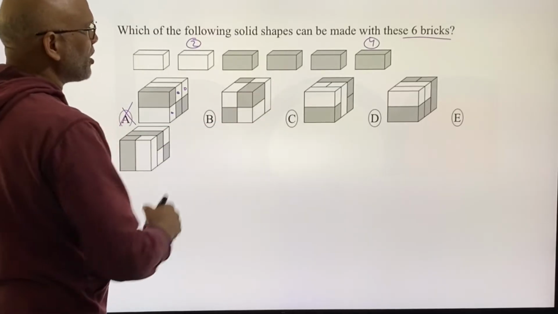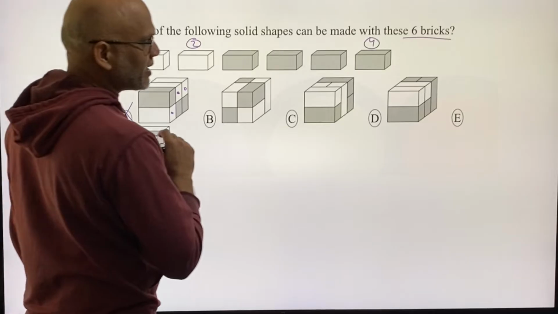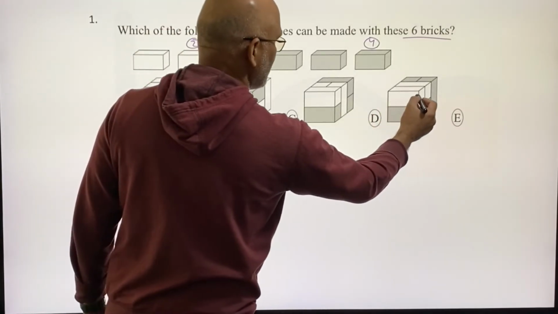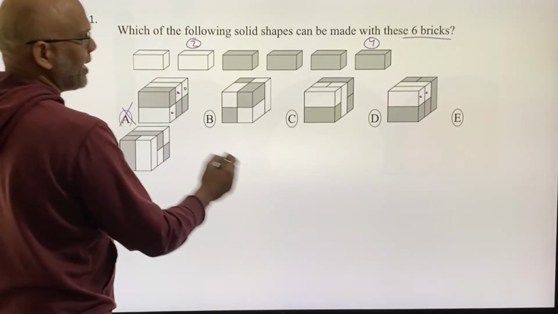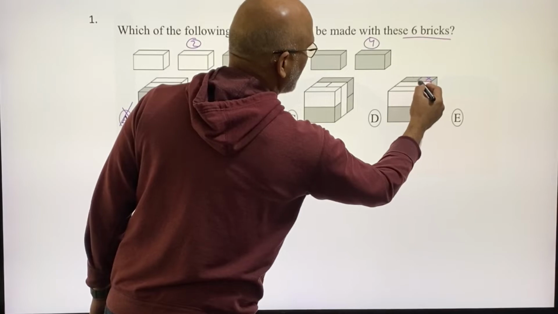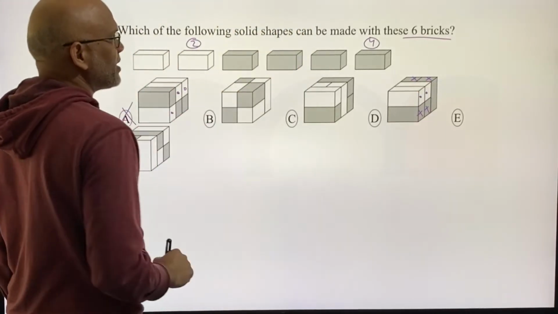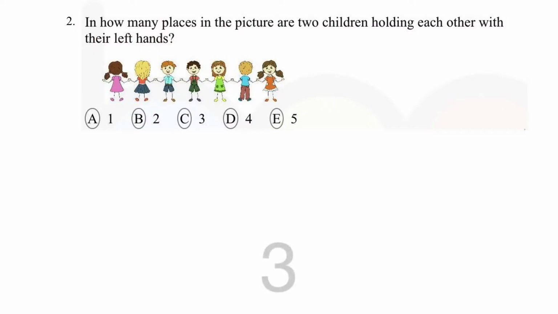Similarly, you can count the number of white bricks in other options. I can see that in choice D, I have 1, 2 white bricks, and then I have 1, 2, 3, and 4 gray bricks. That's exactly what I need. Then D is the correct choice.